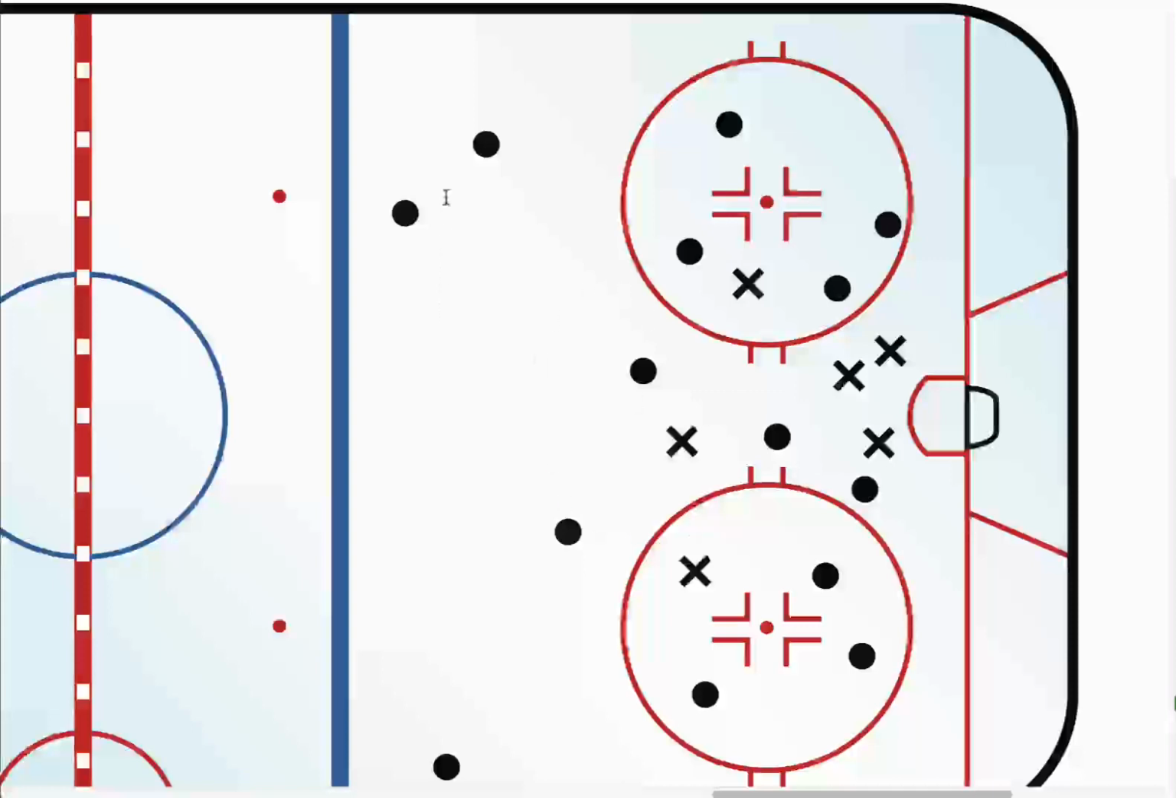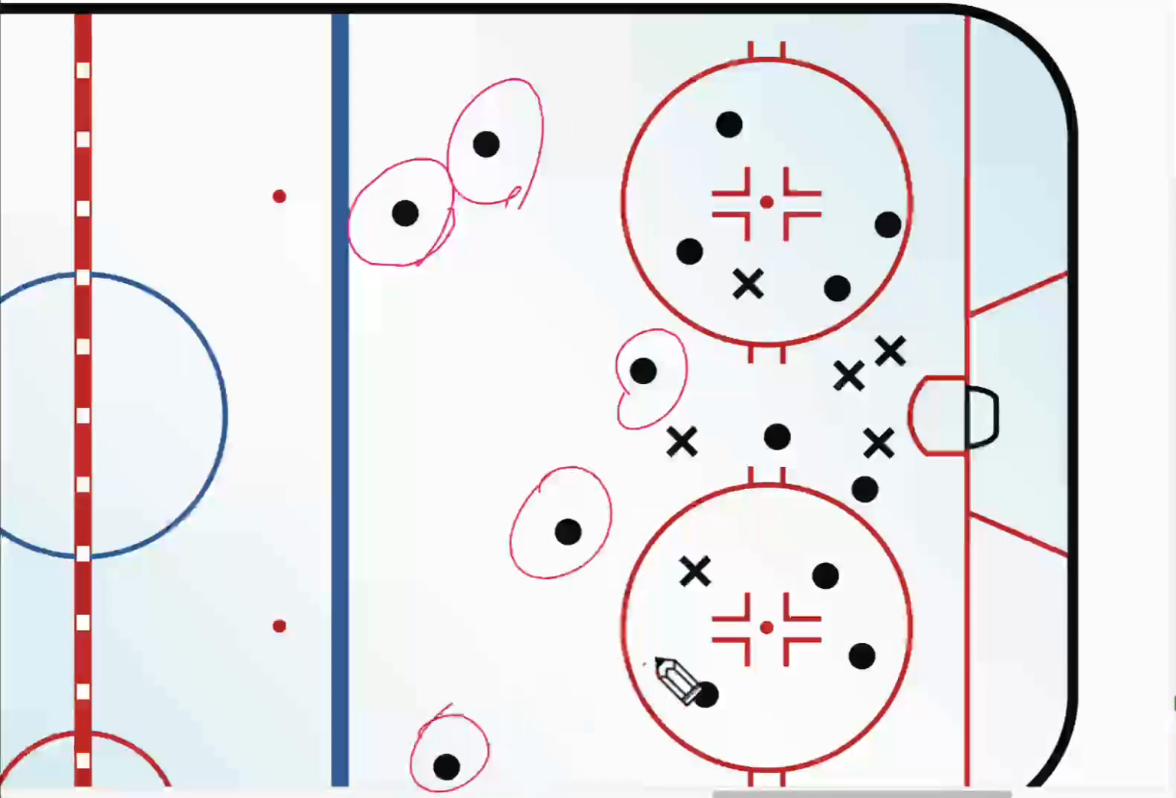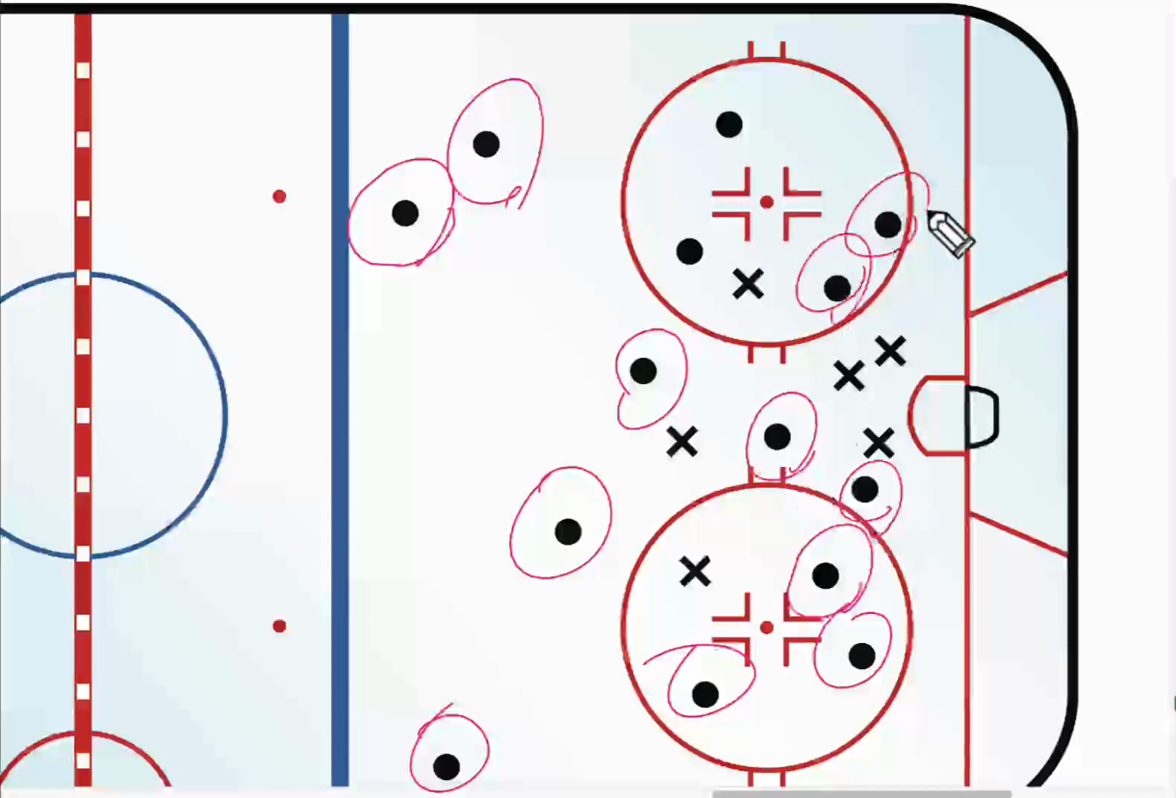Ahmed, how many dots? How many saves? 10. Again? Let's count. 1, 2, 3, 4, 5, 6, 7, 8, 9, 10, 11, 12, 13, 14. So we have 14 saves.